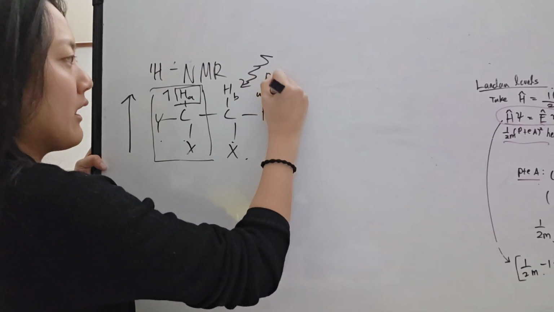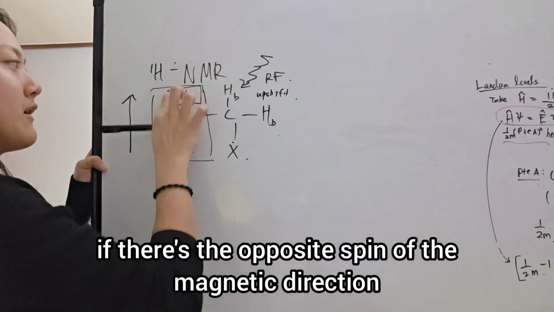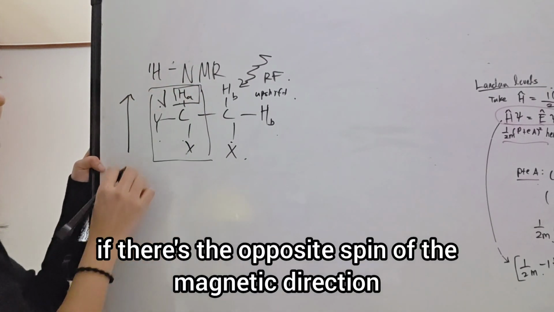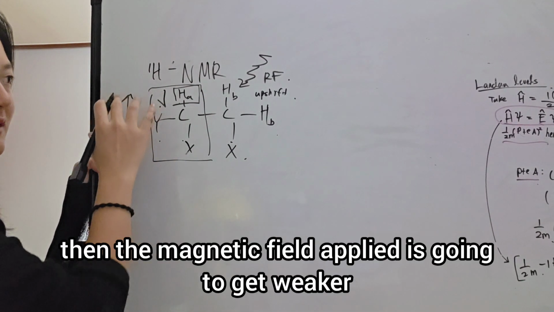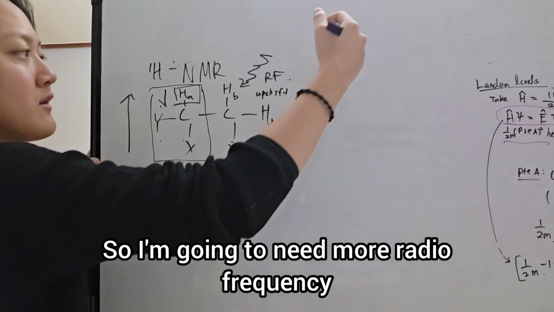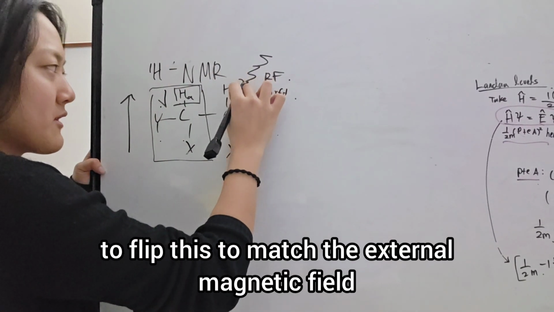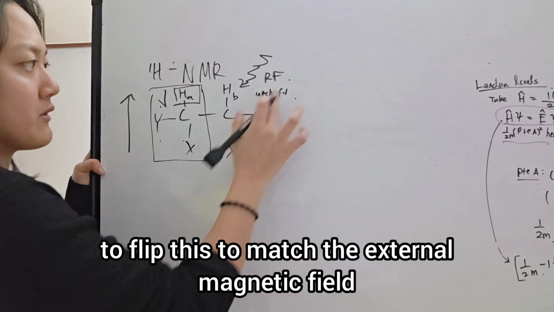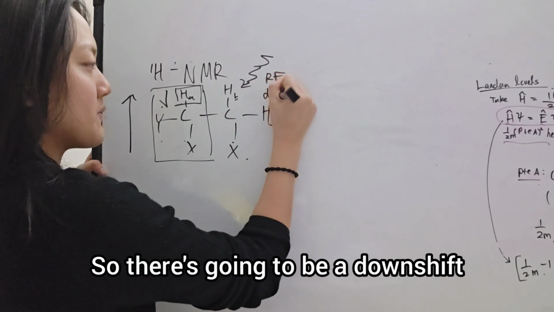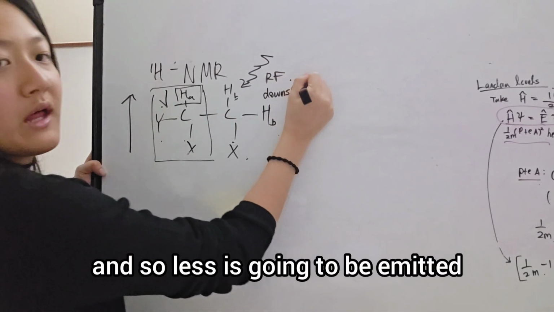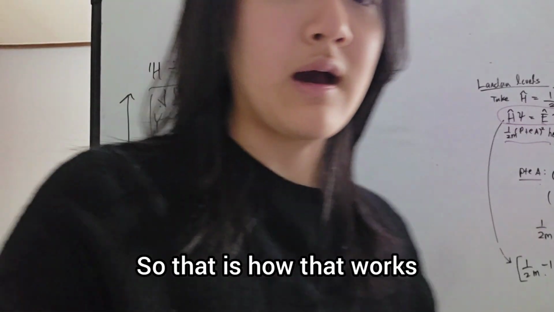so there's going to be an upshift. On the other hand, if there's the opposite spin of the net magnetic direction, then the magnetic field applied is going to get weaker. So I'm going to need more radio frequency to flip this to match the external magnetic field. So there's going to be a downshift because more is going to be absorbed and so less is going to be emitted. So that is how that works.